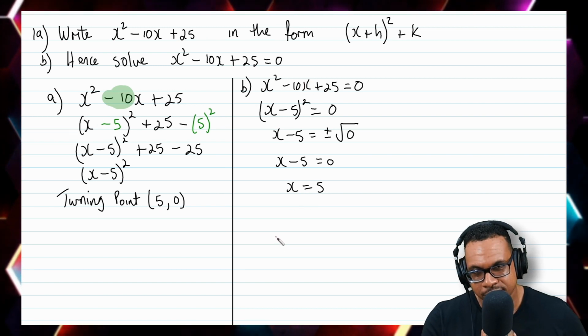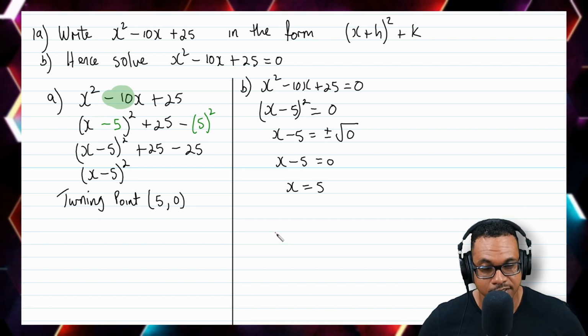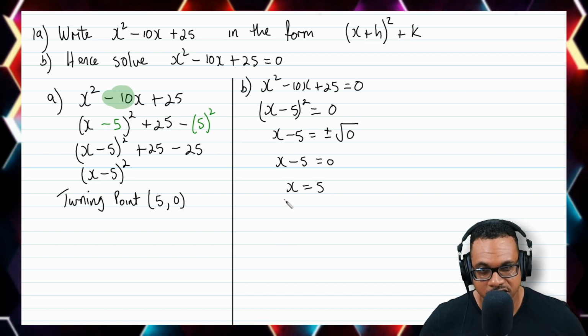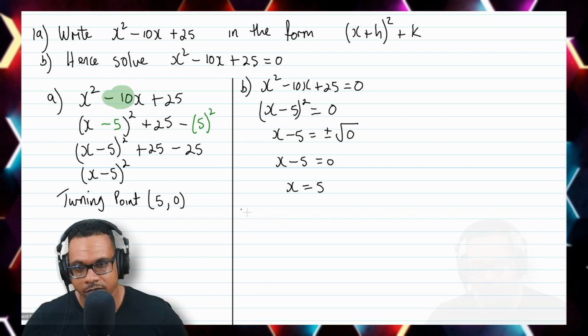Now, I'd just like to point out something. In a previous video, I told you the y-intercept was when x is equal to 0. That's how you get the y-intercept. Now, when y is equal to 0, that's how you get the x-intercept. So look at this. So I'm going to put note.